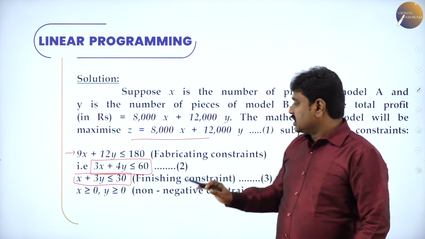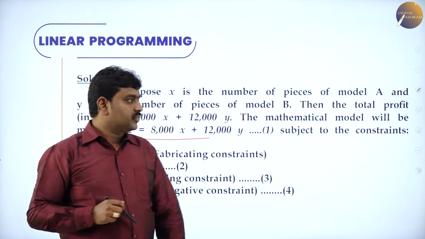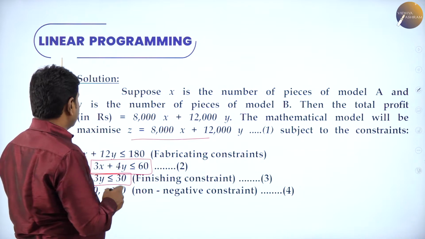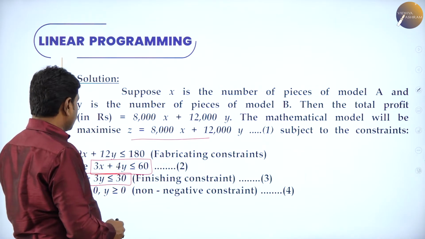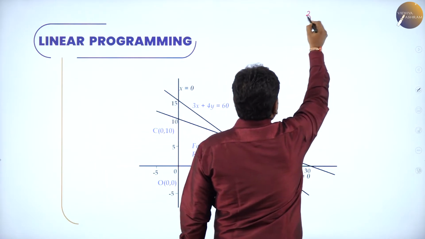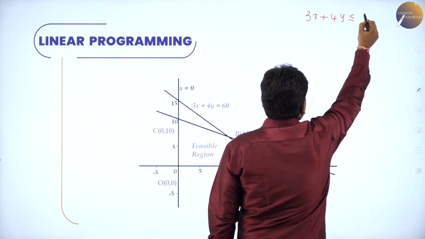So now our task is to maximize the profit. In order to maximize the profit, we will solve it graphically. So let us graph it. What is the first line? 3x plus 4y less than or equal to 60.